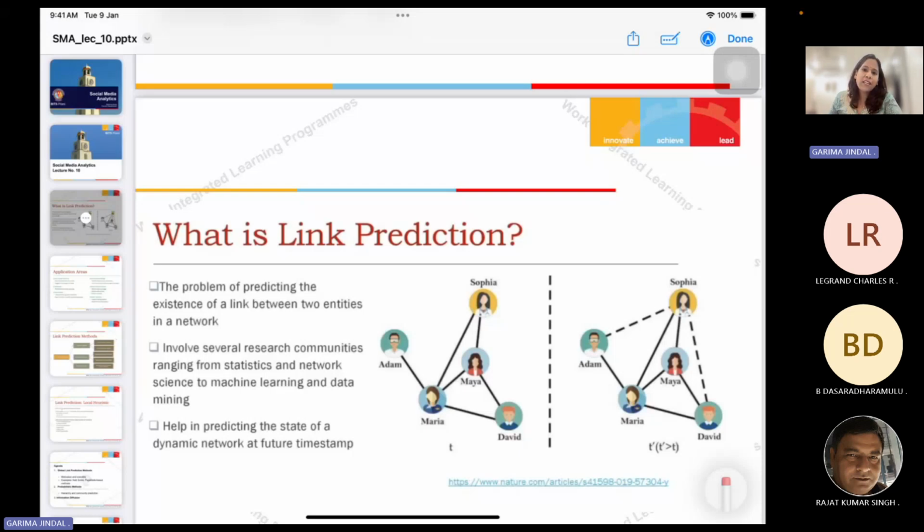And the second problem was: given a dynamic graph, how can you predict, when time evolves, which will be the new links that will appear in your original network after some time? So we have seen that link prediction can be divided into these two types of problems: one on static networks and the other on dynamic networks.